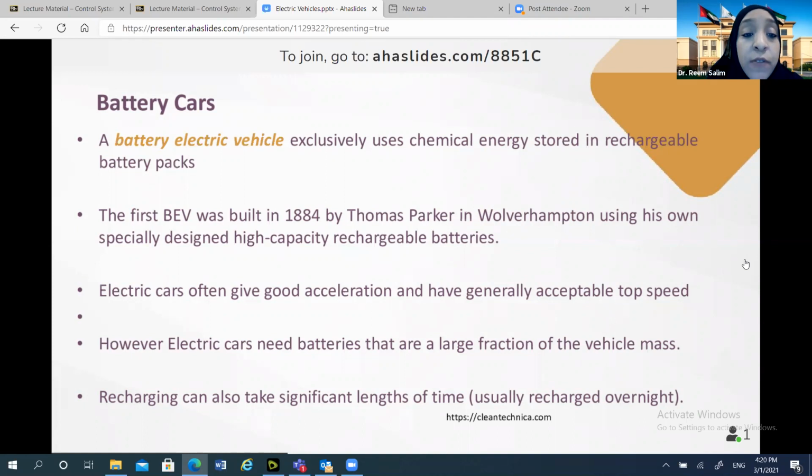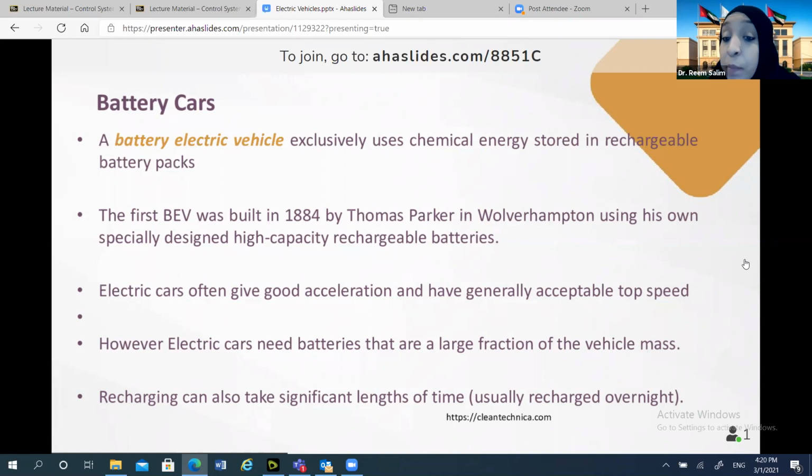So these cars were first introduced in 1884 by Thomas Parker. And this scientist, he used his own special designed high capacity battery in order to power his electric car. Now, those electric cars usually give very good acceleration. They have a very good speed range. However, like I said, there were limitations on the battery once they started in the 1880s.